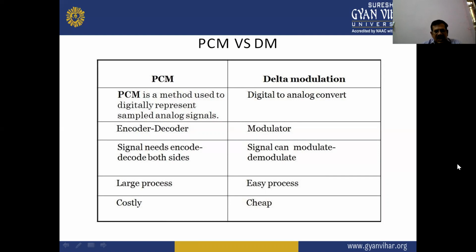In PCM, the signal needs to be encoded and decoded on both sides, whereas in delta modulation the signal can be modulated and demodulated. The PCM system is a large process, whereas delta modulation is an easy process. So PCM is very costly and the DM system is very cheap. So there are some differences between PCM and DM.